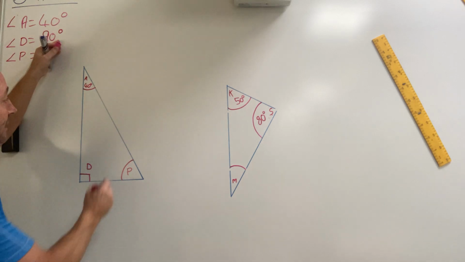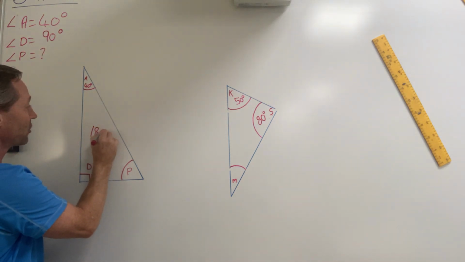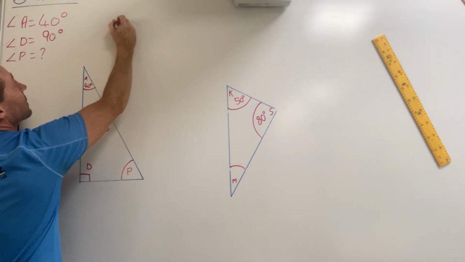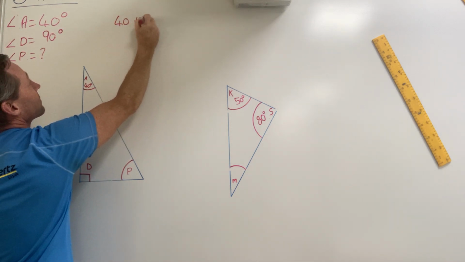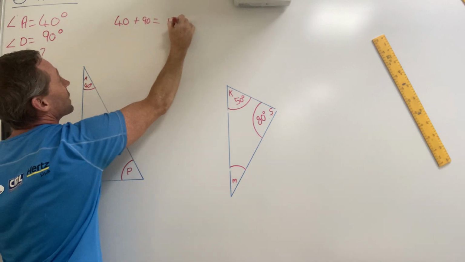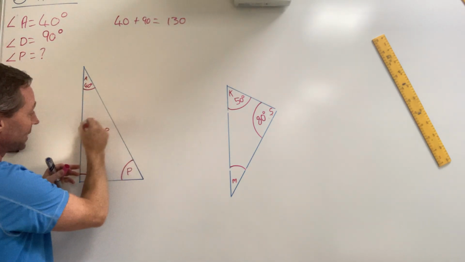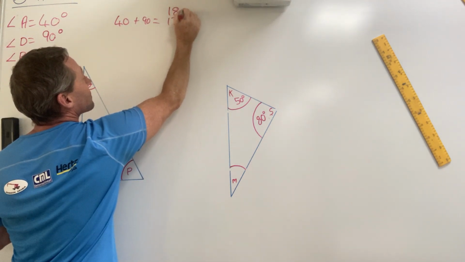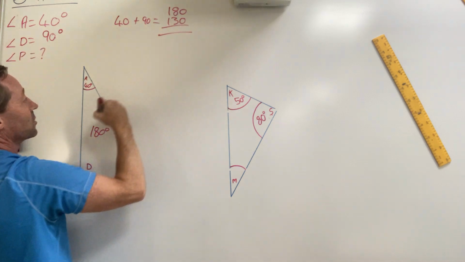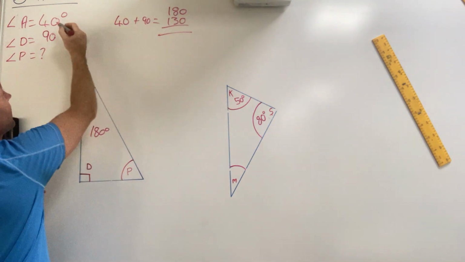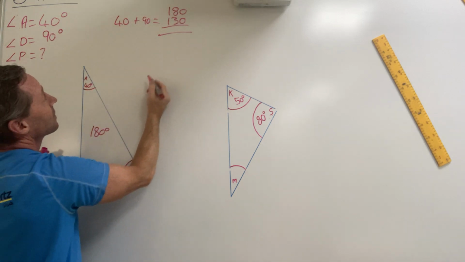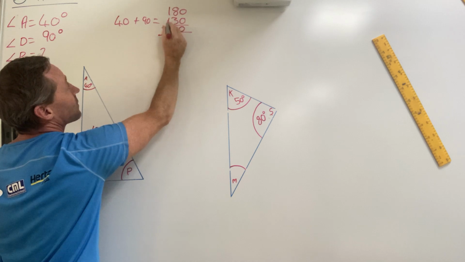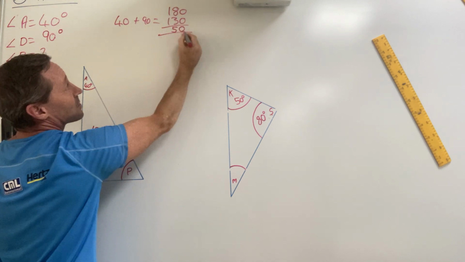To work out what P is, we need to know inside is 180 degrees. So we add 40 plus 90. 40 plus 90 gives us 130 degrees. We know the internal angles of the triangle is 180. So we minus what we now know. 40 plus 90 is 130. And 0 minus 0 leaves 0. 8 minus 3 leaves 5. 1 minus 1 leaves 0. So my answer is 50.